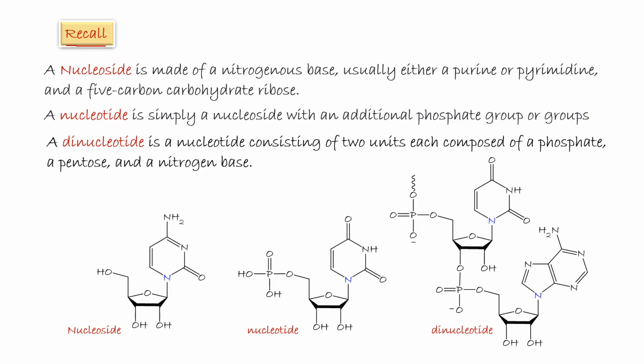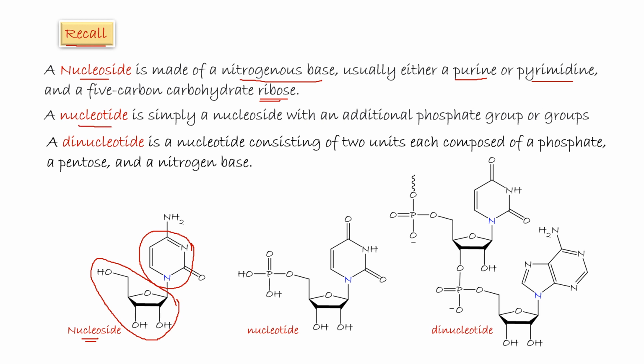Recall from lecture 15 and 16, Organic Chemistry 3. A nucleoside is made of a nitrogenous base, usually either a purine or pyrimidine heterocycle, and the 5-carbon carbohydrate ribose. Here we have the base, a pyrimidine heterocycle, and here we have ribose. We call that a nucleoside.